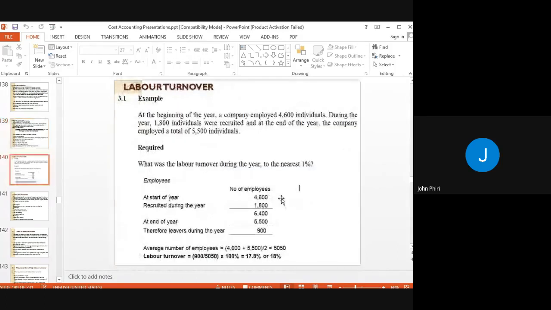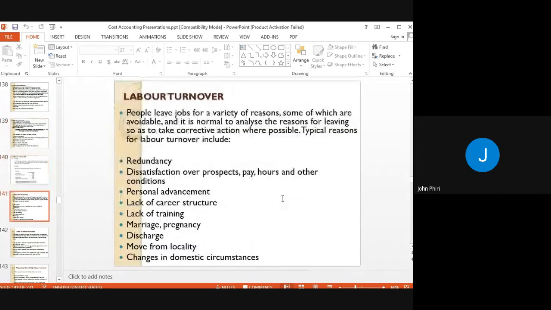Good. I was also saying there are many reasons that make people leave the organization, such as redundancy, dissatisfaction over prospects or pay or hours or conditions of service. People are not happy. Personal advancement, they want to move on and maybe they have been promoted somewhere else or they found a nice job. Lack of career structure, lack of training, married or pregnant, or they have been discharged or dismissed, moved from one locality to another place so they cannot maintain the job, or any other changes in domestic circumstances that can make people leave.